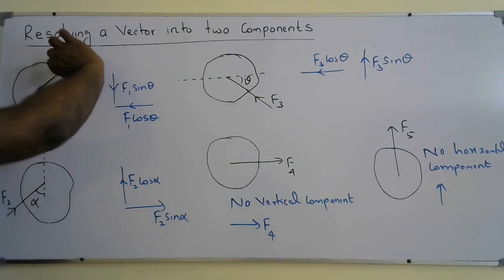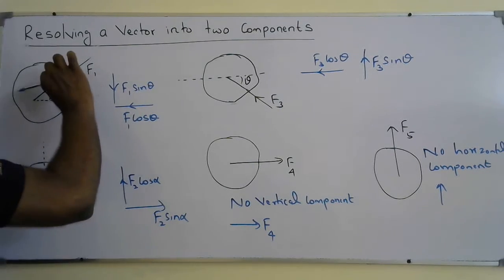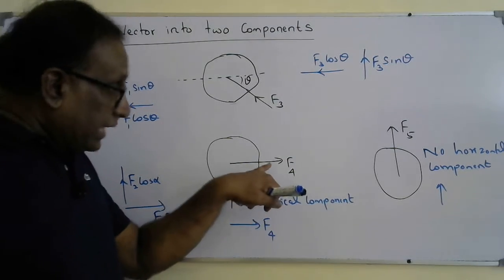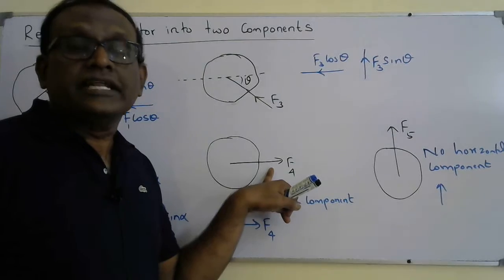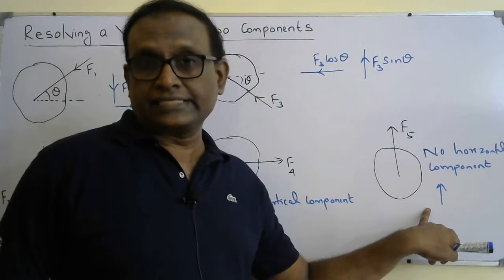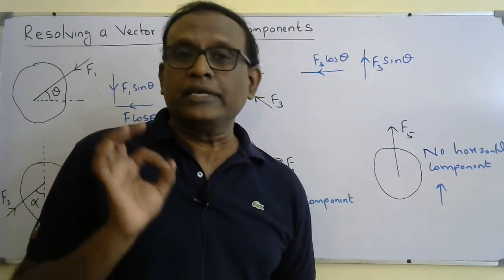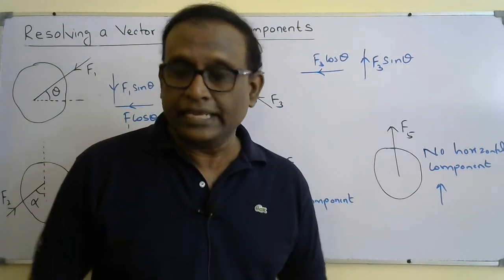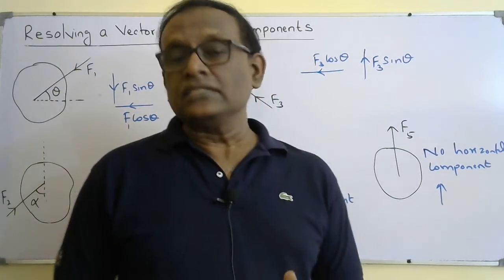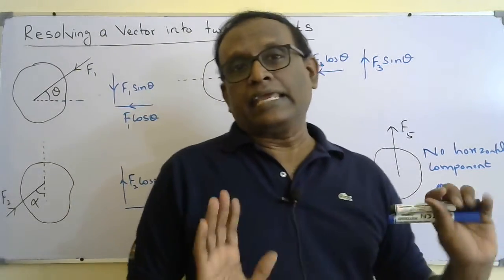Here I am keeping the pen like this. I am resolving in the horizontal direction to get the horizontal component and in the vertical direction to get the vertical component. But the horizontal vector cannot be resolved into the vertical direction, and a vertical vector cannot be resolved into the horizontal direction. So simply, a vector, that means a force, cannot be resolved through 90 degrees. Important conclusion. Later we can use this idea for questions. Keep it in mind.